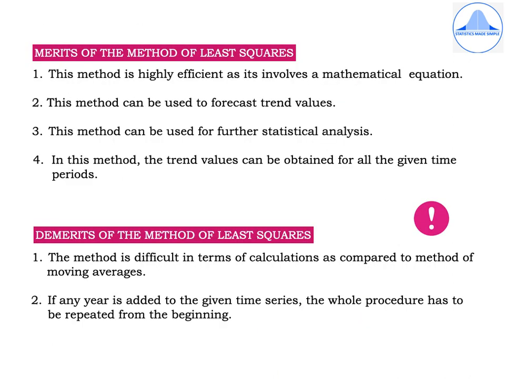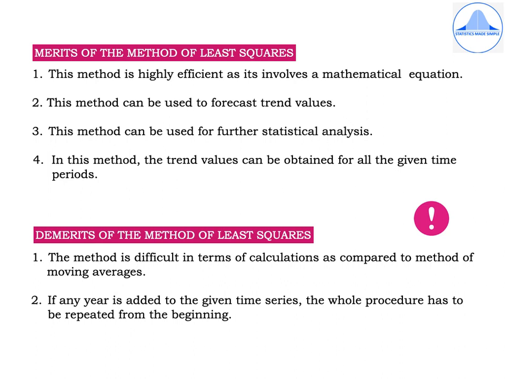I will now explain some of the merits and demerits of the method of least squares. Firstly, the merits. This method is highly efficient as it involves a mathematical equation. You have seen that we have made use of a linear equation, a quadratic equation, as well as an exponential equation. Second, this method can be used to forecast the trend values. Third, this method can be used for further statistical analysis. Fourth, in this method, the trend values can be obtained for all the given time periods.